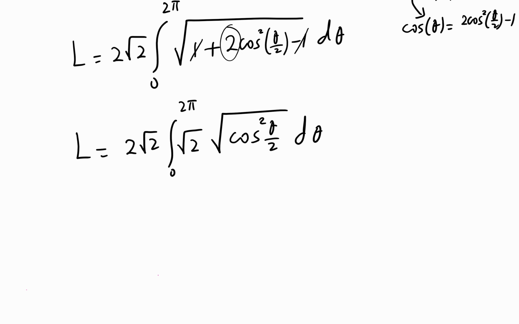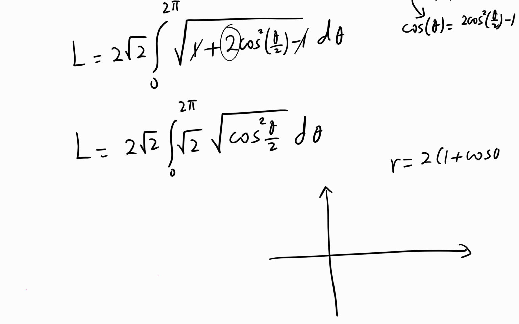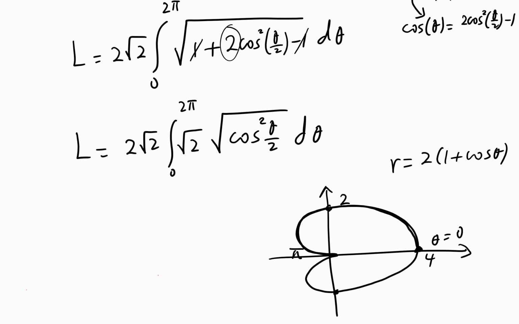Next, the given equation was this. If you graph it, it's on the right side. It's a cardioid that goes up to 2 and 4. So we were asked to find the arc length for the whole thing. What we can do is go from theta equals 0, and then when you go all the way here, that's pi. So 0 to pi and double that.